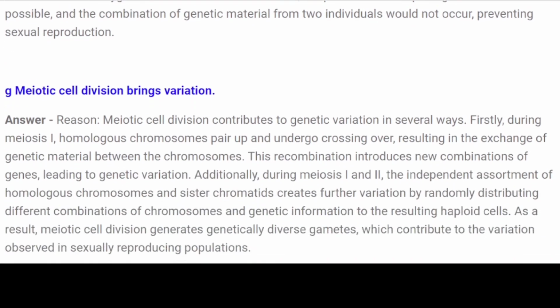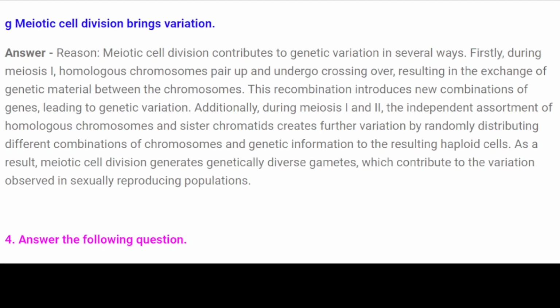G. Meiotic cell division brings variation. Answer: reason, meiotic cell division contributes to genetic variation in several ways. Firstly, during meiosis I, homologous chromosomes pair up and undergo crossing over, resulting in the exchange of genetic material between the chromosomes. This recombination introduces new combinations of genes, leading to genetic variation. Additionally, during meiosis I and II, the independent assortment of homologous chromosomes and sister chromatids creates further variation by randomly distributing different combinations of chromosomes and genetic information to the resulting haploid cells. As a result, meiotic cell division generates genetically diverse gametes, which contribute to the variation observed in sexually reproducing populations.